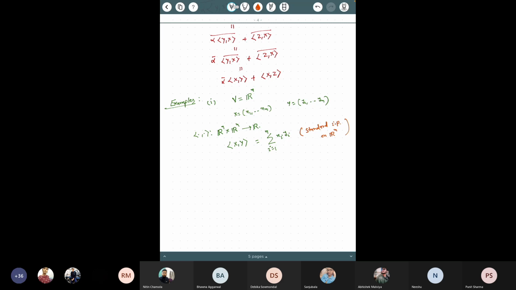Now you can see that since we can define an inner product on Rn, you can talk about the length of a vector and the angle between 2 vectors by using this inner product on Rn.